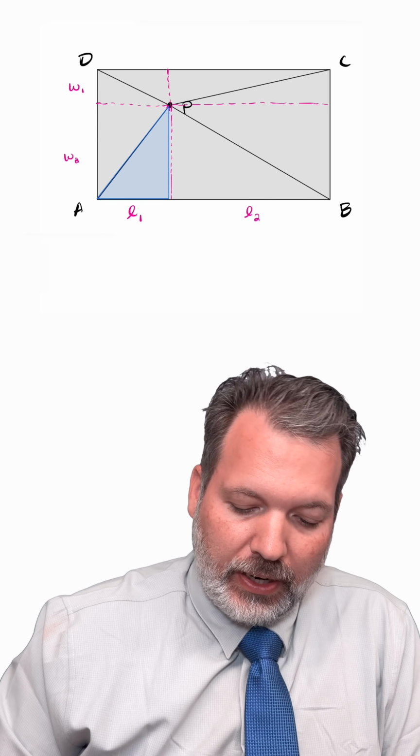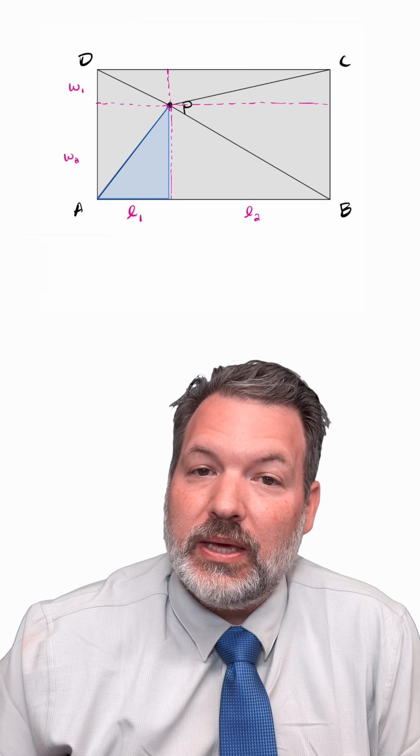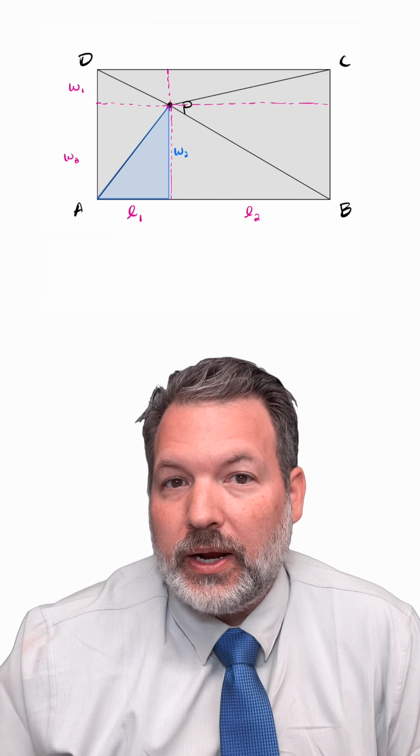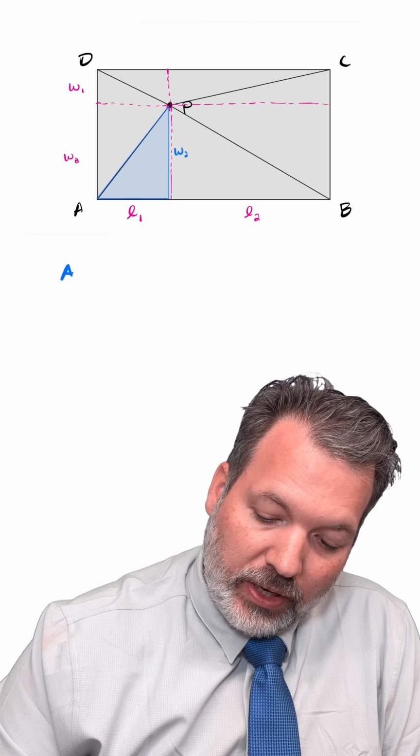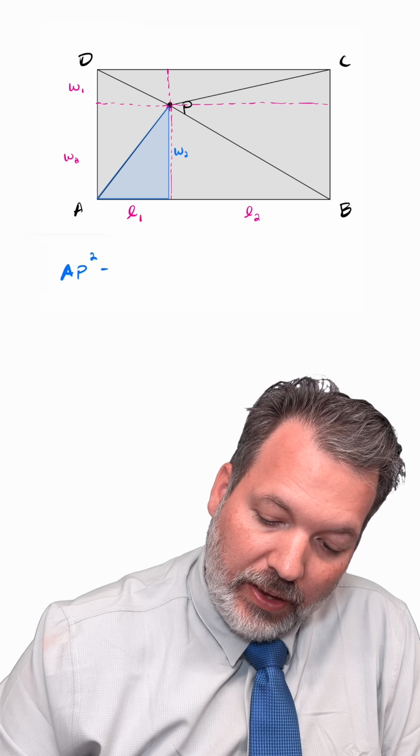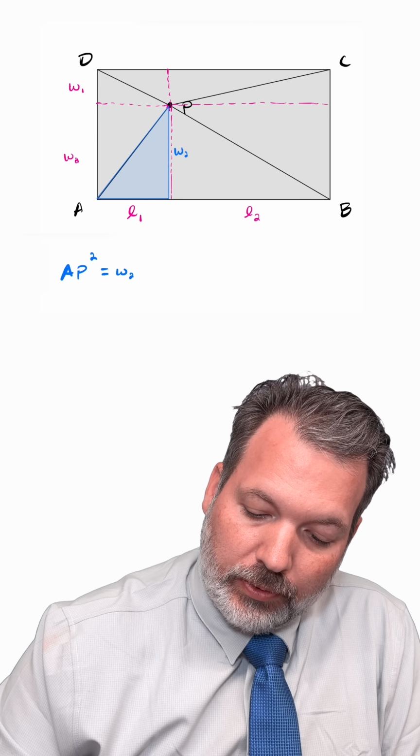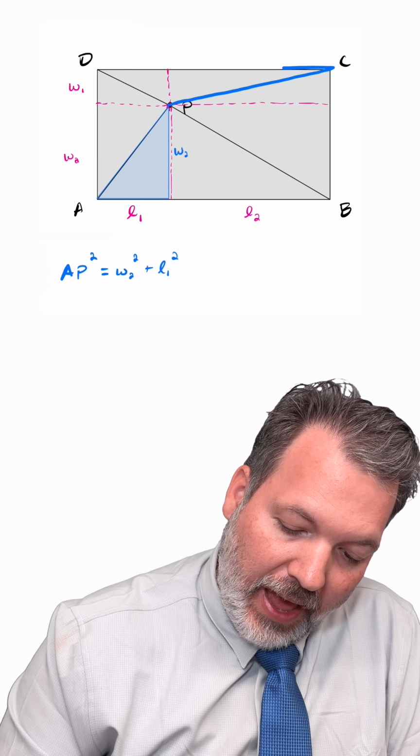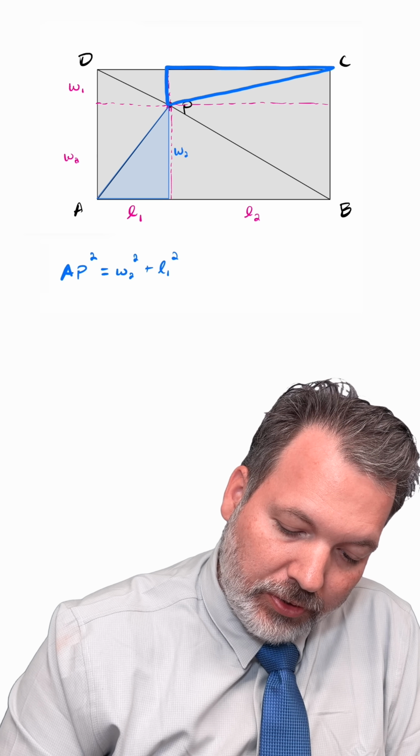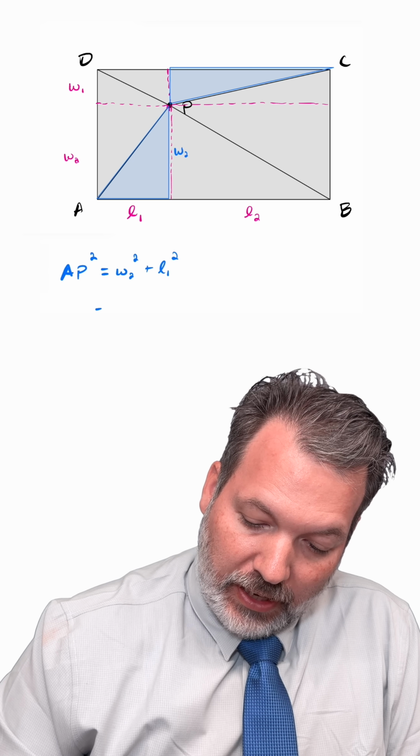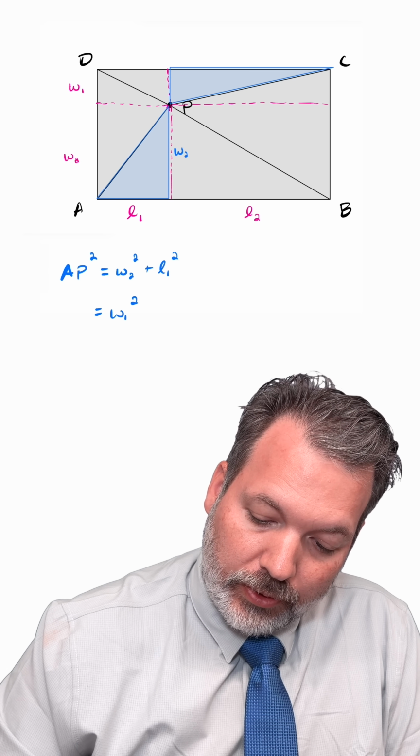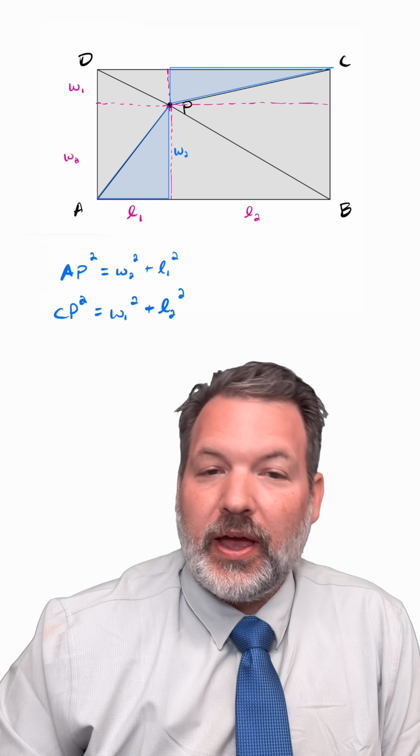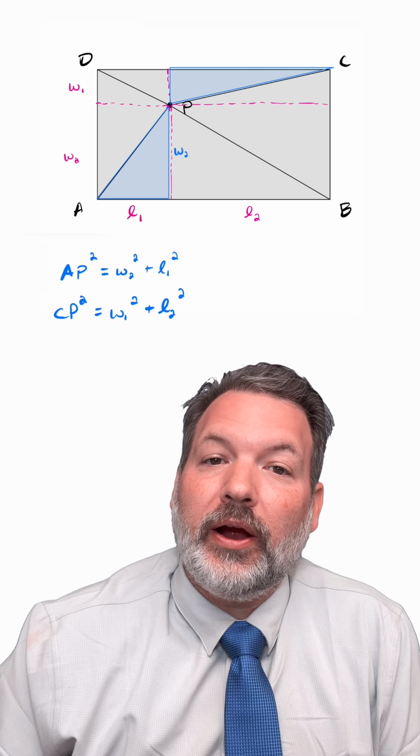So for example, right now, the right triangle with AP as a hypotenuse. This length here is also W2. Everything in here is right angles, everything in here is rectangles. So we can say by Pythagorean theorem that AP squared is equal to W2 squared plus L1 squared. Now I'm going to go in here diagonally so that I can capture these other two lengths in a right triangle. That is, I want to capture the square of W1 plus the square of L2, which added together by Pythagorean theorem is going to make the square of CP.